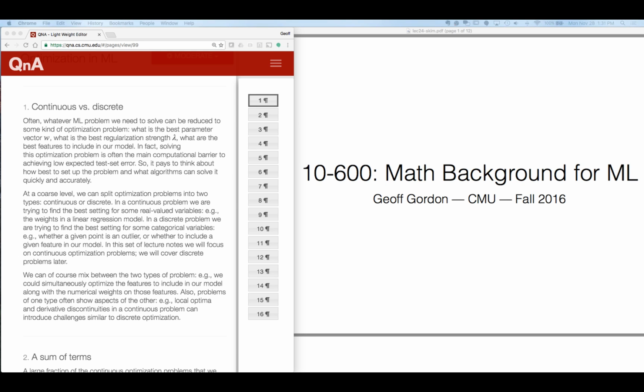We can optimize for the best regularization strength, and we can optimize over discrete variables too. We can choose, for example, whether to include or exclude a feature in our model, and finding the best feature set is an optimization. A lot of times, solving the optimization problem is the key computational barrier, at least, to solving our ML problem, meaning to getting good generalization error. So it pays to think about the best way to set up the problem and the best way to solve it.